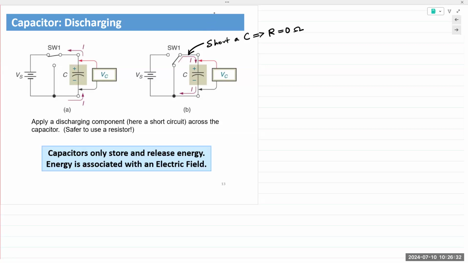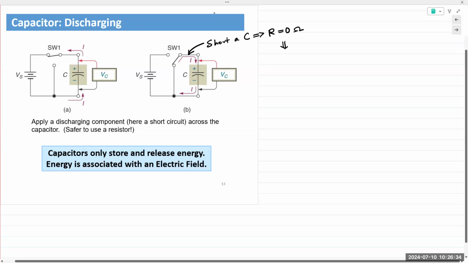And so with a capacitor, you will see a small spark, depending on the size of the capacitor and the stored energy, because that energy is being released all at once.